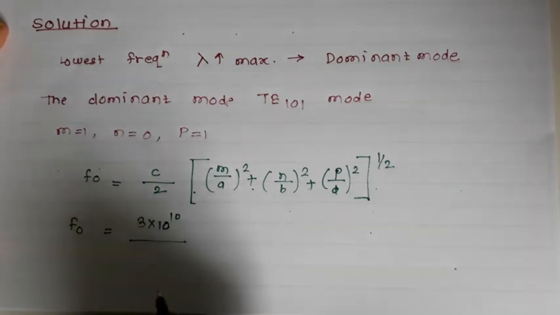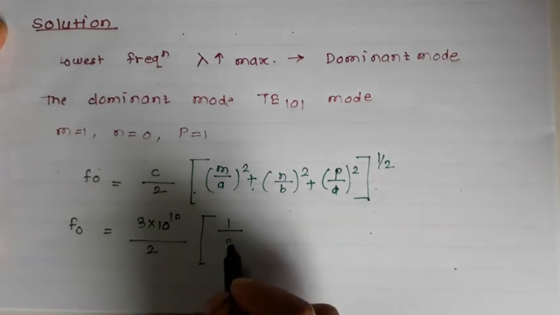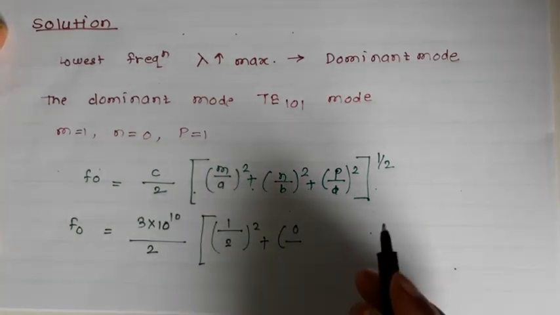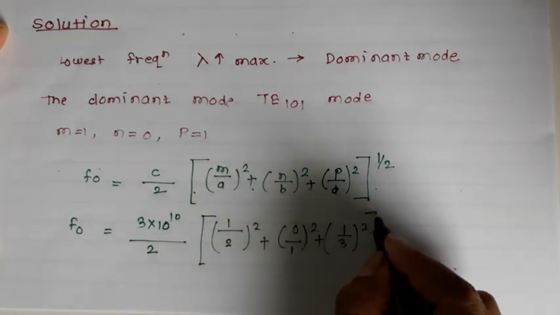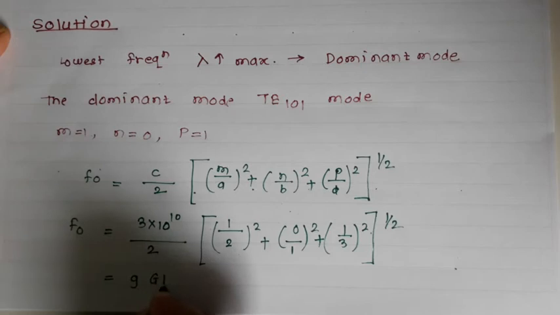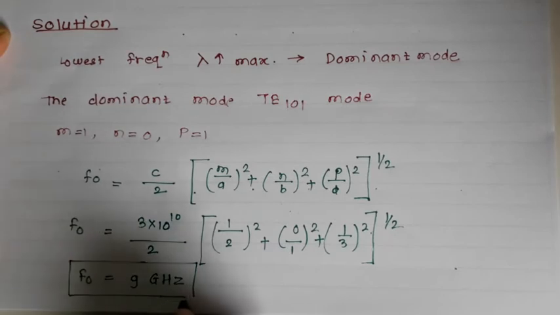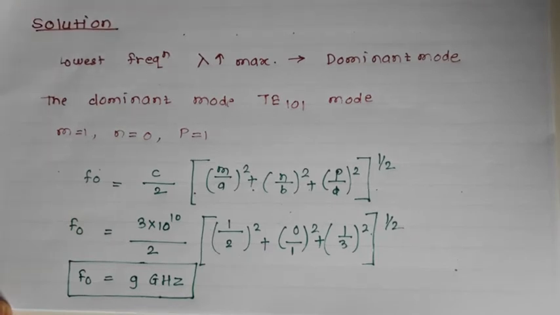So 3 into 10 raised to 10 centimeters per second divided by 2, times the square root of: M is 1, A is 2, so (1 by 2) square, plus N is 0 and B is 1, so this whole term will be 0, plus (1 by 3) square. If we solve these, you will get the resonant frequency of 9 gigahertz. So F0 will be 9 gigahertz. This is the lowest resonant frequency and the mode is the dominant mode. So whenever you are solving problems for TE waves, your dominant mode is 101.